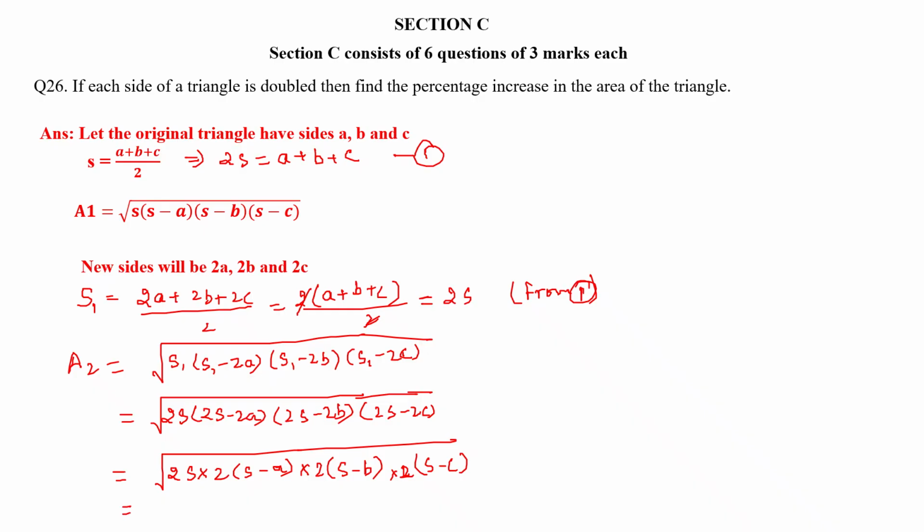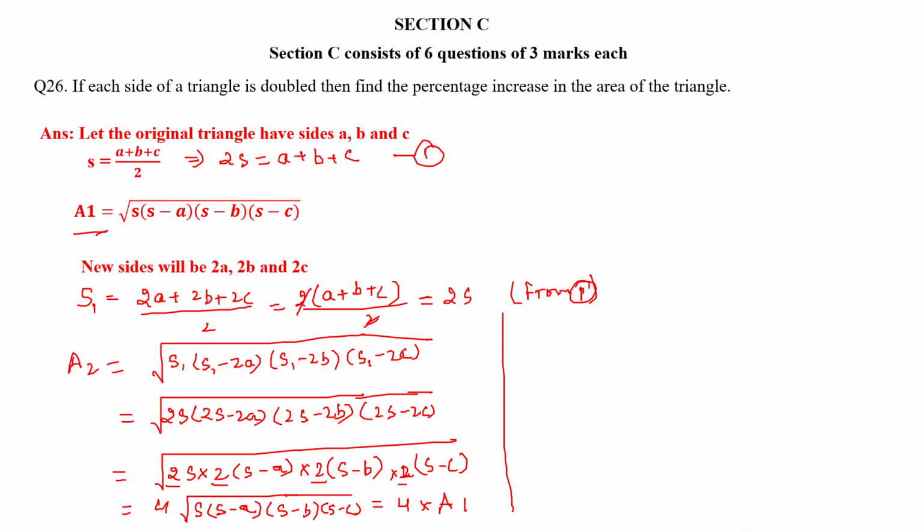So if you see, there are 4 times 2 there. So if I take the square root of that, I will get 2 into 2, 4 outside, and I will be left with root of S into (S minus A) into (S minus B) into (S minus C), which I can write as 4 times A1, isn't it? In the first case, A1 is root of S into (S minus A) into (S minus B) into (S minus C), that it will become.